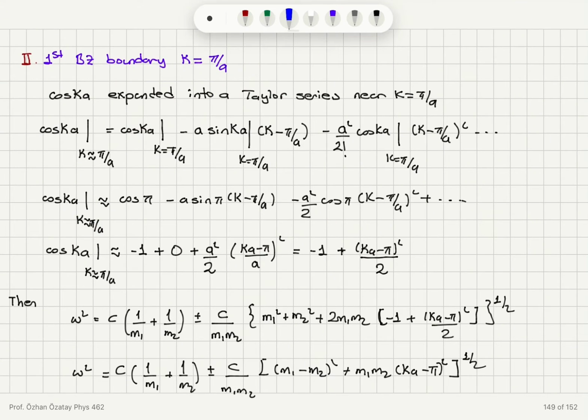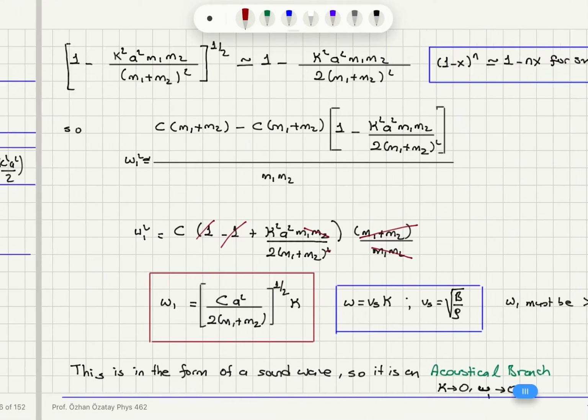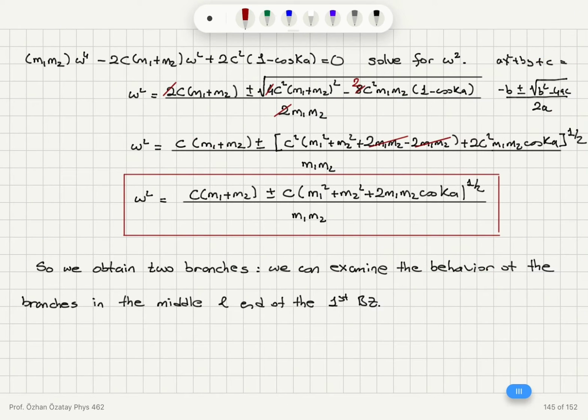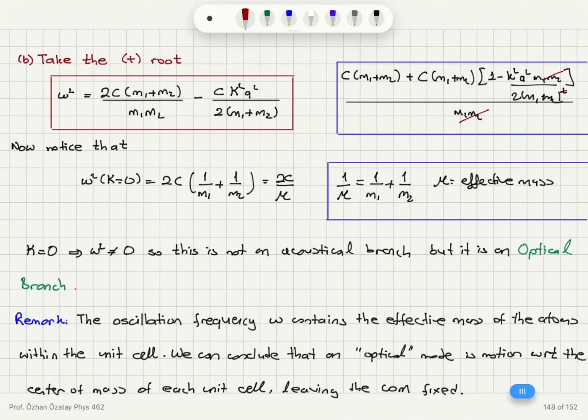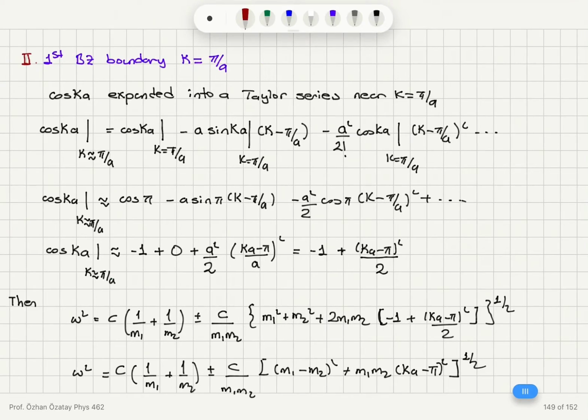And if I look at the other limit, the first Brillouin zone boundary, k equal to pi over a, what happens there? So I go back to my solution. I will look for what happens at k equal to pi over a. So I have to work on cosine ka as k becomes pi over a. Now cosine ka expanded into a Taylor series near k equal to pi over a. So first I set k equal to pi over a. That gives me cosine pi, which is minus 1.